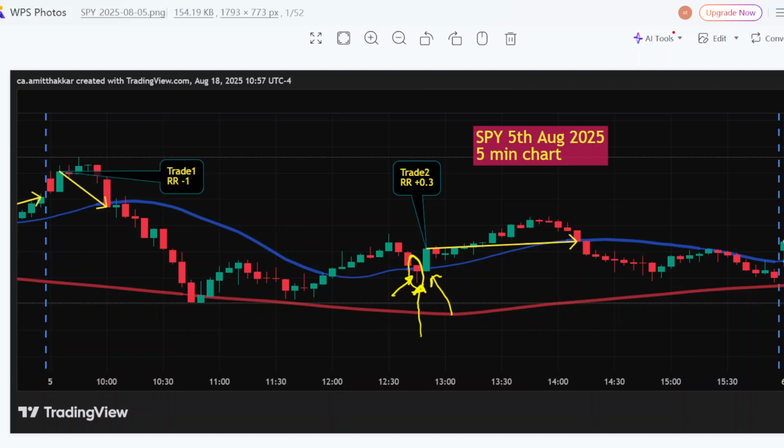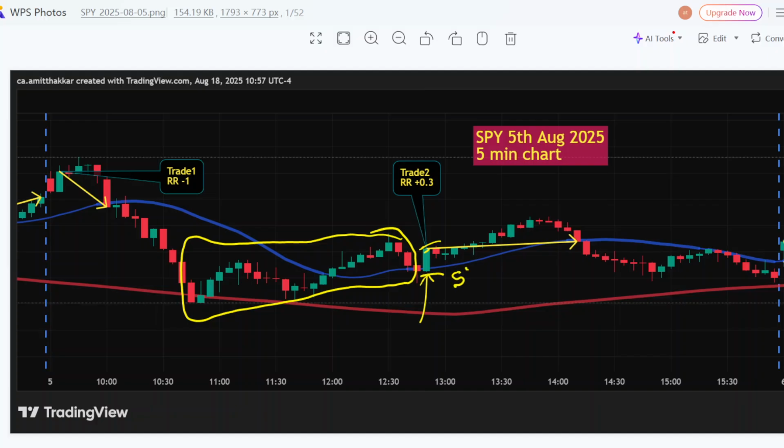The next candle is a green candle. It's a solid green candle. It is bigger than most of the candles in the past half an hour, 1 hour. And we enter at the close of this candle. Our stop loss, as usual, goes below the low of the green candle. Here is our entry on the close of the green candle, and here is our stop loss.